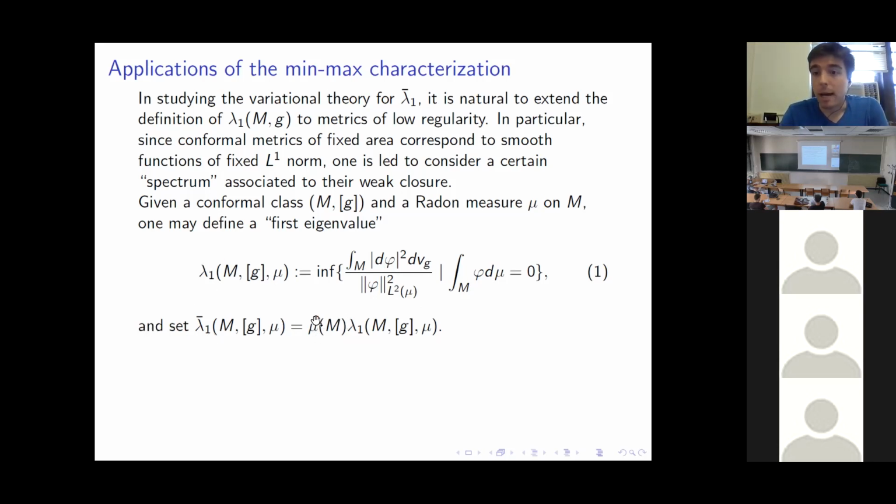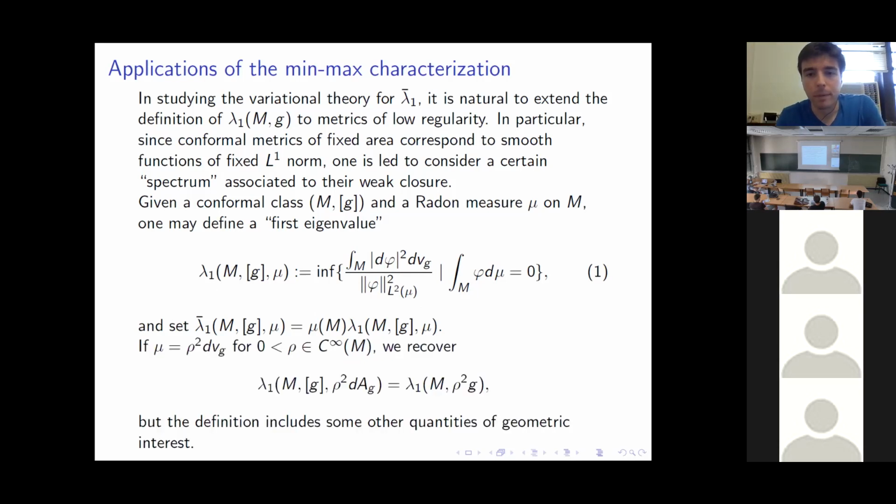So we just normalize by the mass of that measure, right? Okay, and I'll note that a similar characterization works for higher eigenvalues as well. So you get a min-max characterization via the Rayleigh quotients. All right, so in particular, if mu is just, say, rho squared times the volume measure of a fixed metric, where rho is some positive function, then we just recover the Laplace eigenvalues of this conformal metric, rho squared. But the definition is a little more interesting than just this.